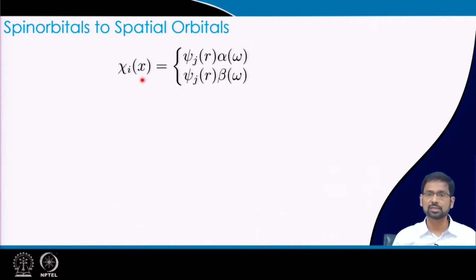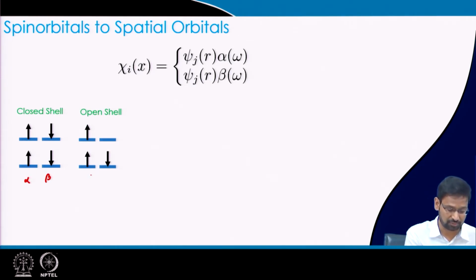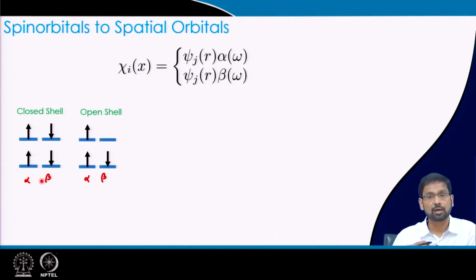Now we will discuss some commonly occurring notations in quantum chemistry. One is the so-called closed shell and open shell. These are different spin orbitals, the alpha spin and beta spin. Now what you see here is that I have two spatial orbitals. Each spatial orbital has two spin orbitals, alpha and beta. So 1 alpha, 1 beta, 2 alpha, 2 beta. So I see both the spatial orbitals are doubly occupied.